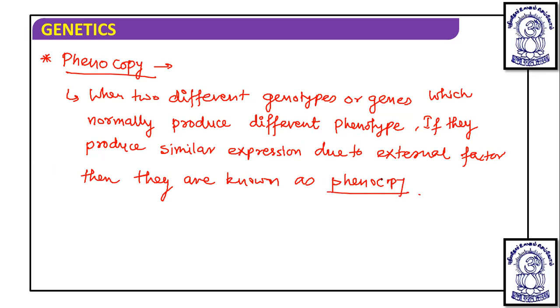Okay. Means phenotypically they are copying the gene. Actually they are two different genes which are present on non-homologous chromosomes. Okay. But they have a similar expression. Because of this, they are phenotypically similar. Phenotypically they are copying each other, so they are known as phenocopy.